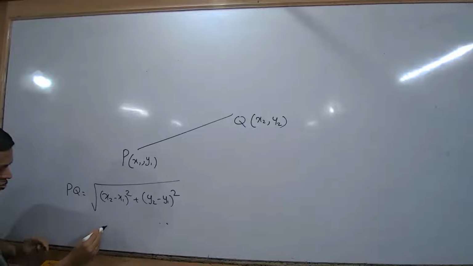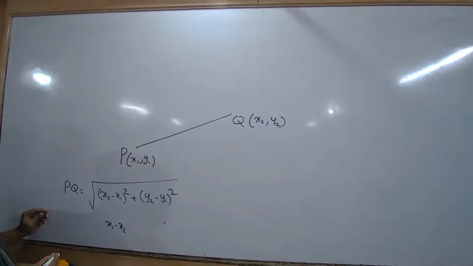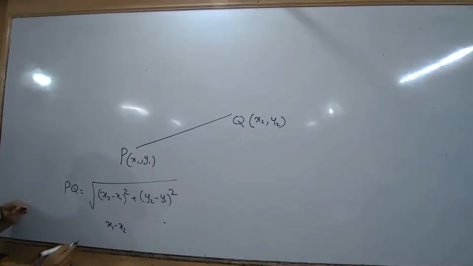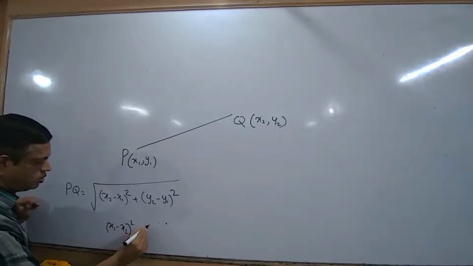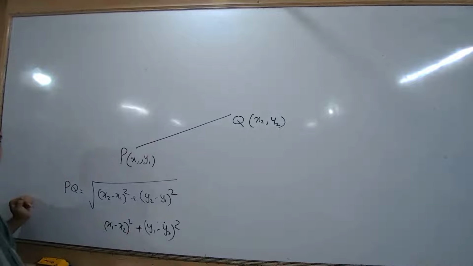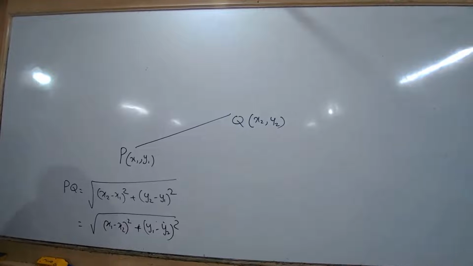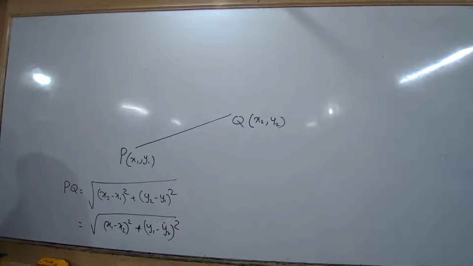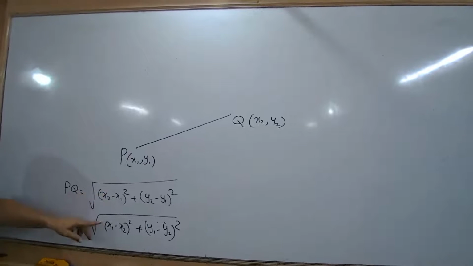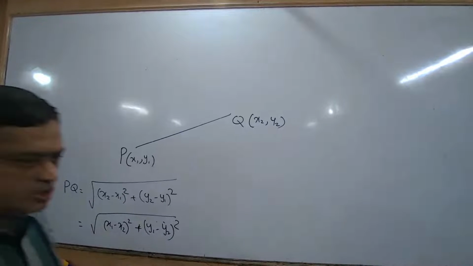Can you write this as x1 minus x2? Yes. Whole square, right? x1 minus x2 whole square plus y1 minus y2 the whole square, the square root. Even this way also you can write. A minus B whole square and B minus A whole square are same thing. Understood? This formula can be written in this form also. There is no problem. Both the ways are same thing.